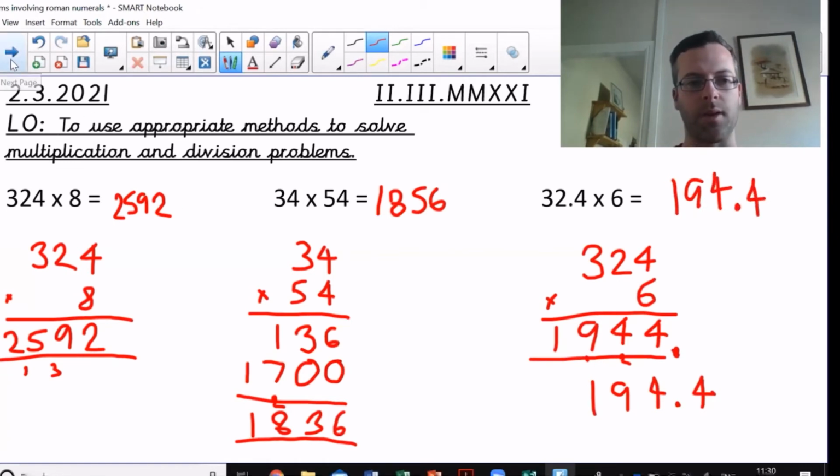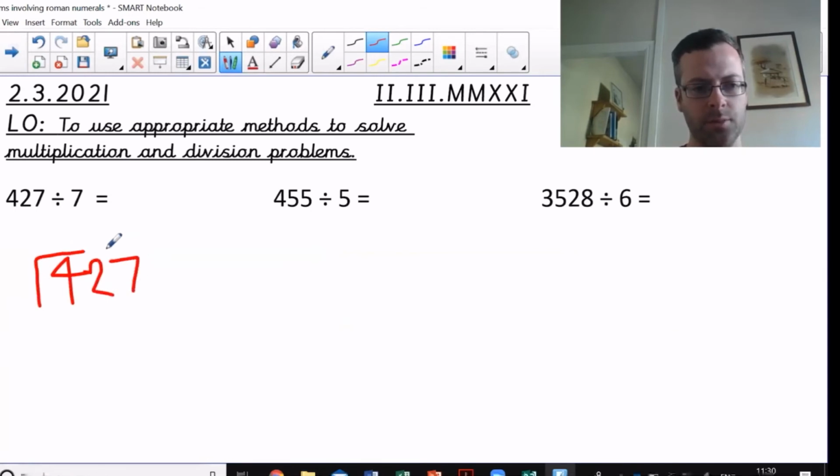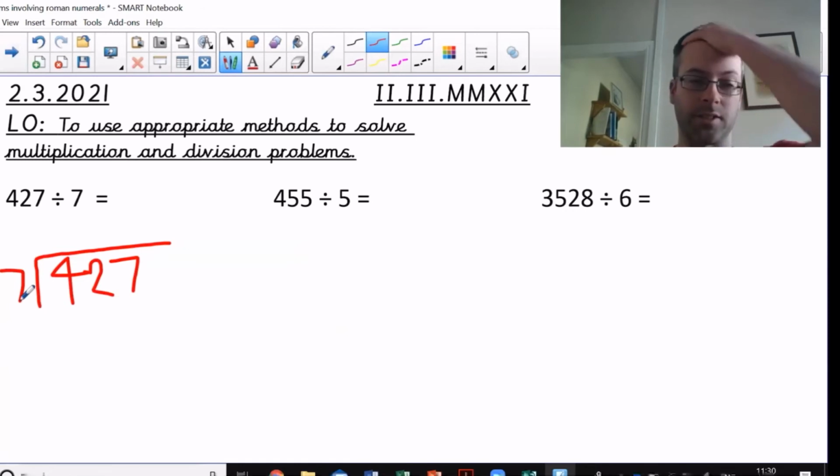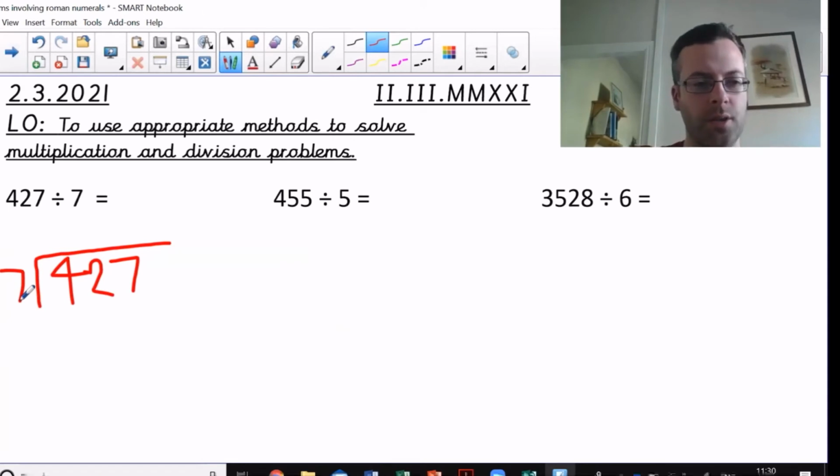That's multiplication written methods. Let's have a quick look at division. So if I've got 427 divided by 7, now really, if there's nothing obvious in terms of jumping up, the bus stop method is very much a cheap method, okay? Because it doesn't really help us to understand what we're doing, but it is quick. So, how many 7s go into 4? And there's none. So I'm going to carry that 4 over and make that 42.